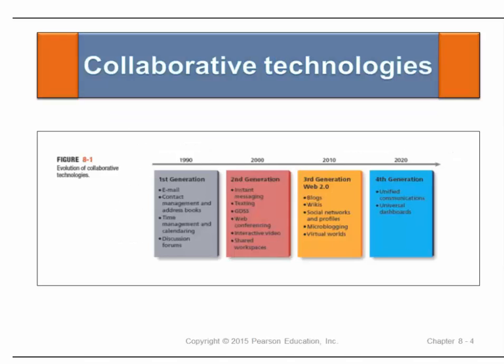This figure shows the major generations in the evolution of collaboration technology, from email in the early 1990s through current Web 2.0 social networking and into unified communications that will develop over the next decade.